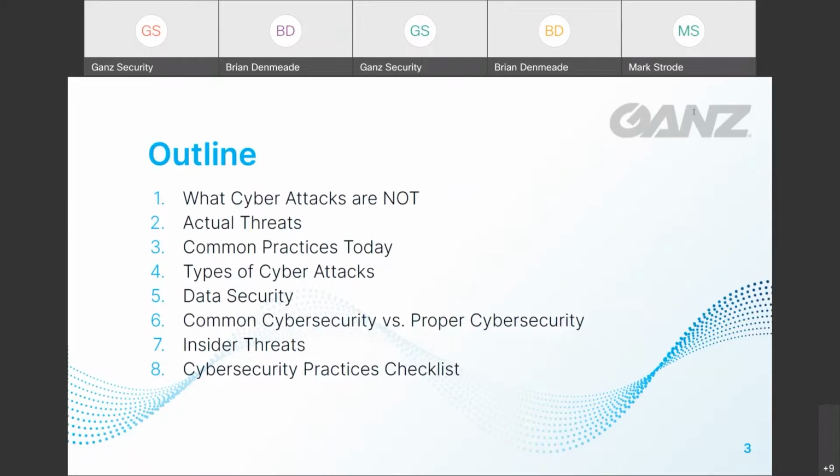So a little outline. We're going to cover what cyber attacks are not, what we think they are versus what they actually are. Some of the common practices that are in place today. Some of the types of cyber attacks that we might see or hear of in a day-to-day. What exactly data security is versus cybersecurity. Some of the common cybersecurity versus proper cybersecurity practices. There's always overlap in those things, so don't be too surprised to hear that. Insider threats. What exactly is an insider threat? And we're going to go over some of the checklists related to cybersecurity.